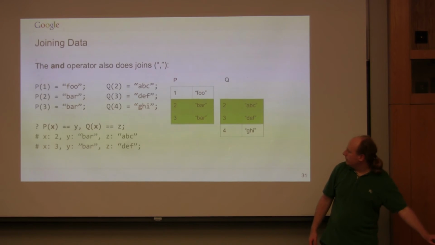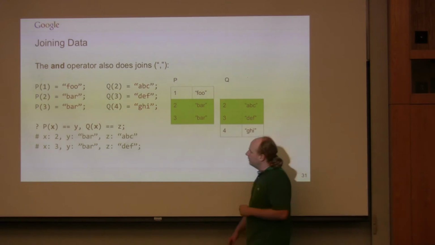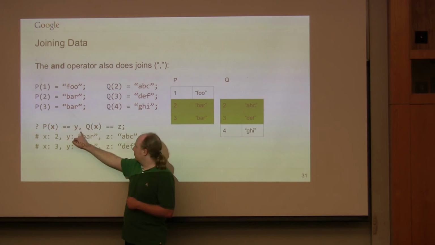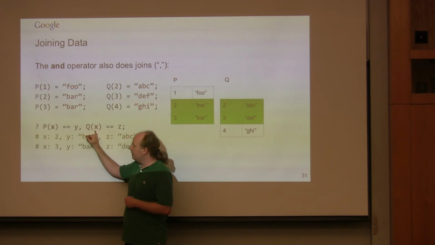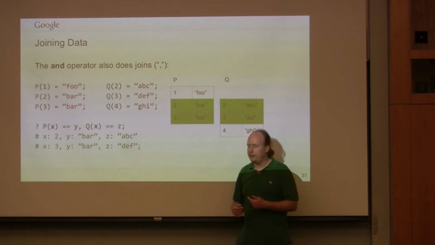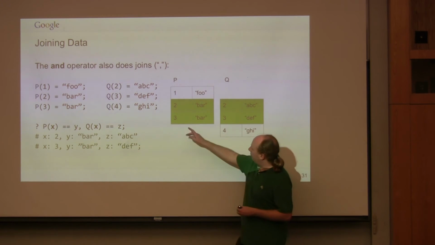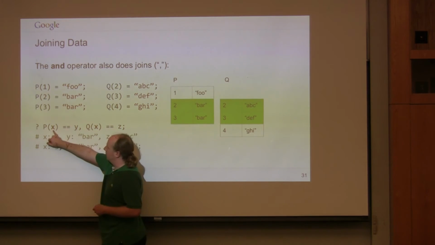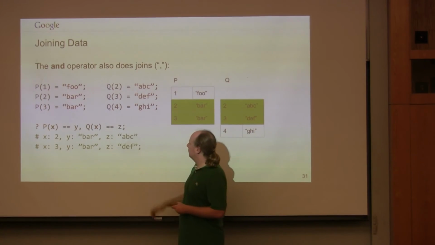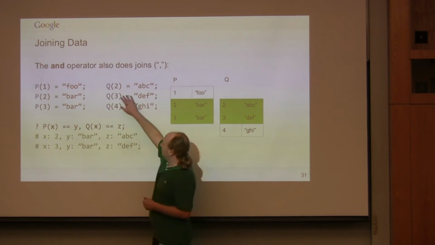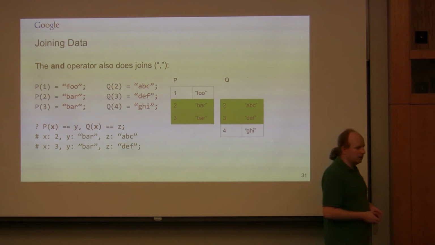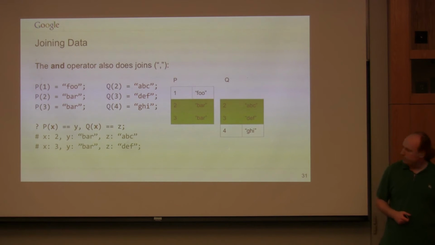So how do we do a join in our language? Well, again, we can just use the comma operator. The join key is basically the variables common to both sides of the comma. So if we have a relation P whose first argument is X, and a relation Q whose first argument is X, it's going to join on X, which is going to give us 2 and 3, because that's the common thing for the join key.